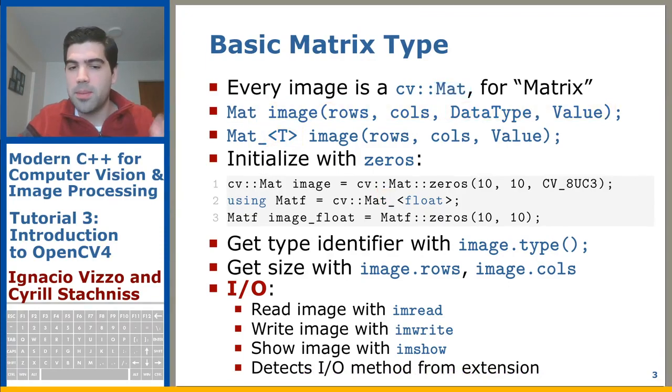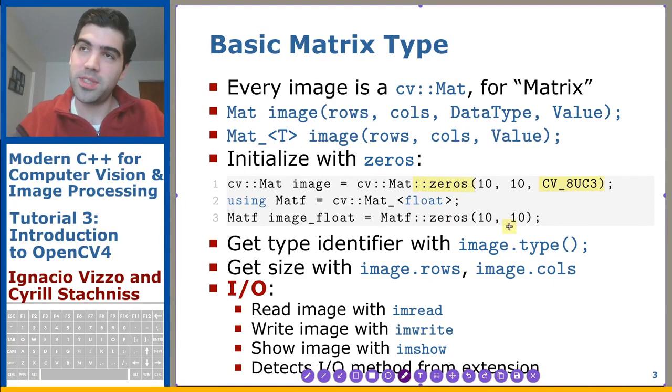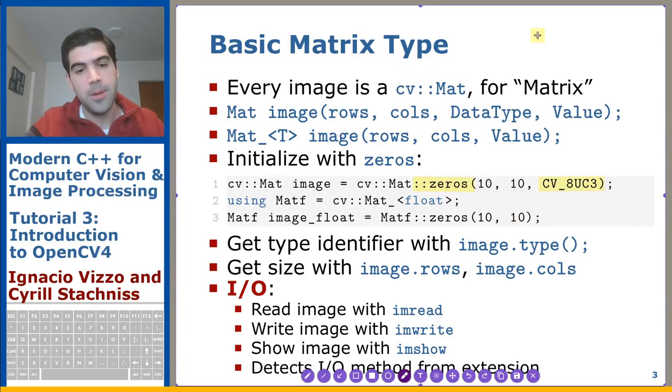This is a small example of how to create a 10 by 10 matrix with all zeros. In this case, we declare a matrix called image of type cv::Mat, and then we call this utility function called zeros, where we specify the rows and the columns, which is 10 by 10, and then the type. This will actually create 3 matrices behind the scenes, because it's a 3 channel type, so it's going to be an image full of zeros.